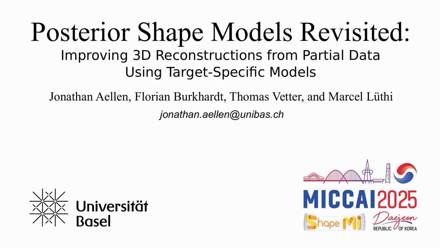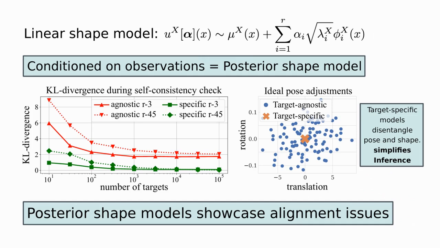Our work, Posterior Shape Models Revisited, looks at issues during partial target reconstruction and proposes best practices. For this paper, we will mainly look at linear models. A mean shape is deformed using a linear basis of deformation fields. If such a model is conditioned on observations, we call it a posterior shape model. If the original alignment of the shape model is not consistent with the domain of the partial target, then there are issues during reconstruction.